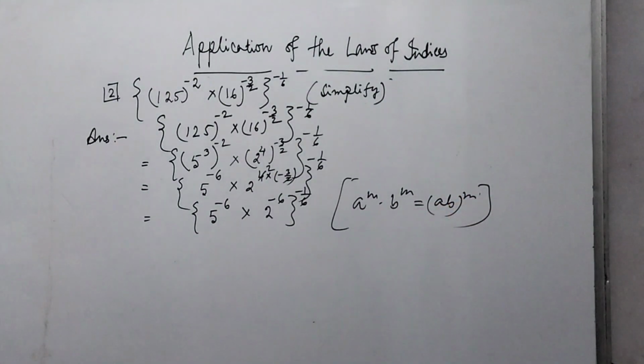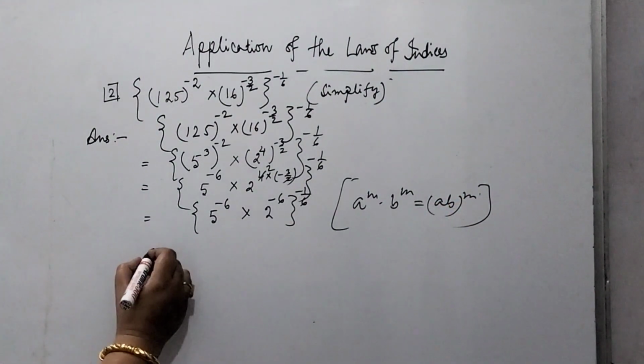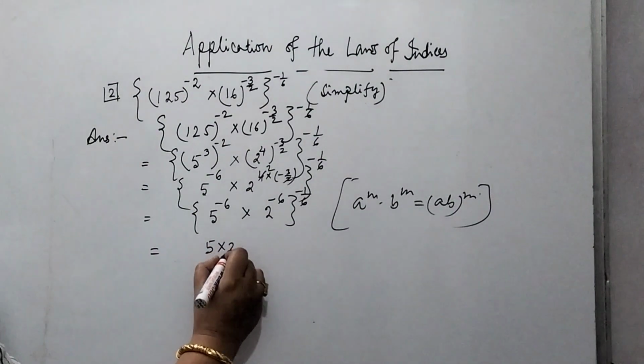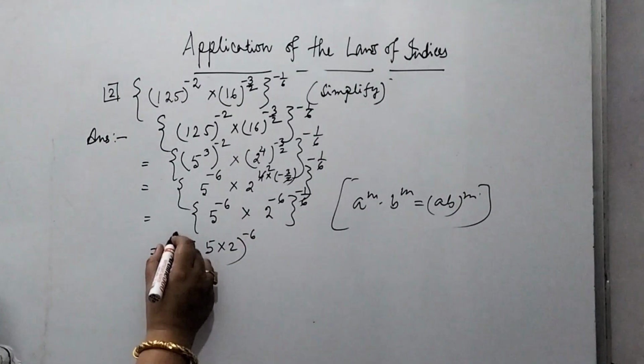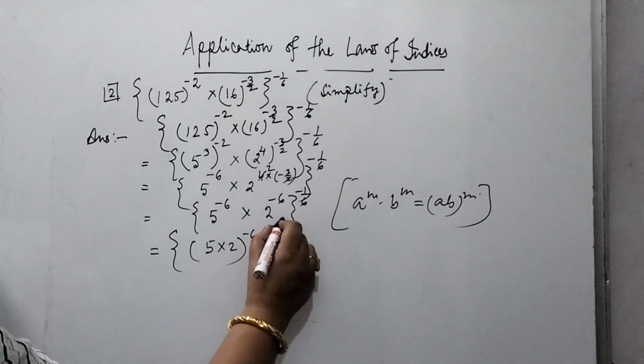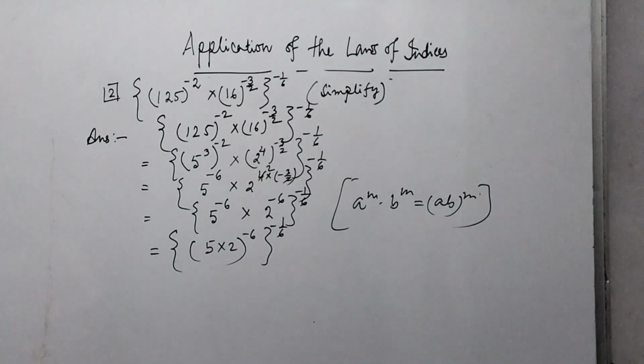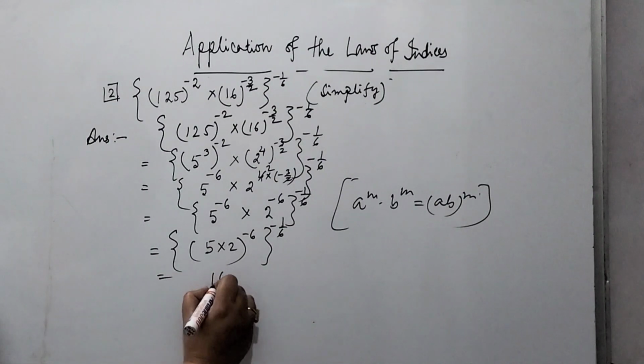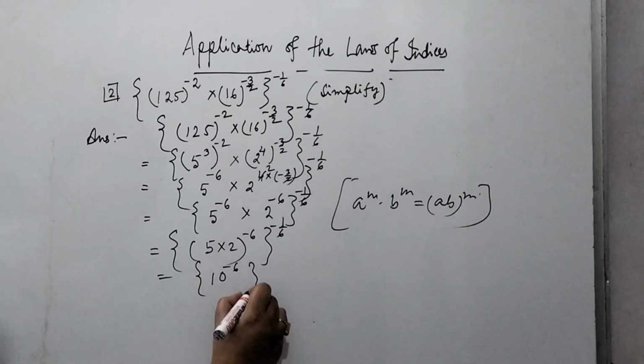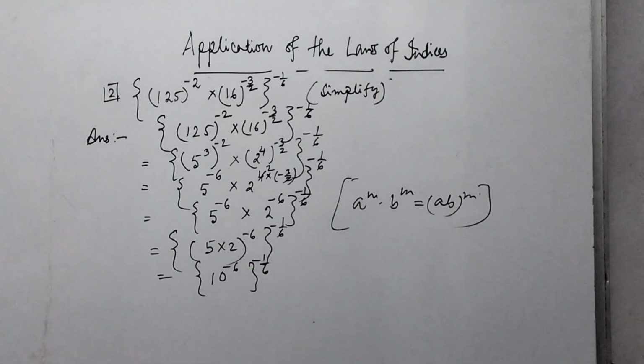Hope you all can remember the law. So we will just do it. 5 into 2 whole to the power minus 6 and then we get to the power minus 1 by 6. Okay. So obviously this can be represented as 10 to the power minus 6 whole to the power minus 1 by 6. Hope you all have got it.